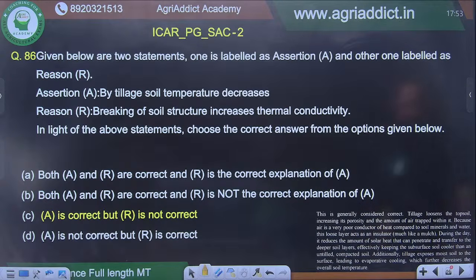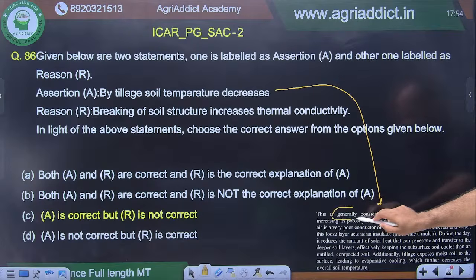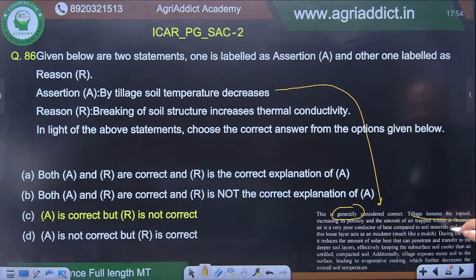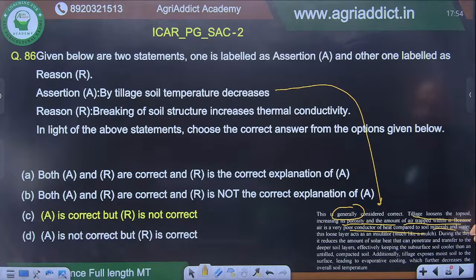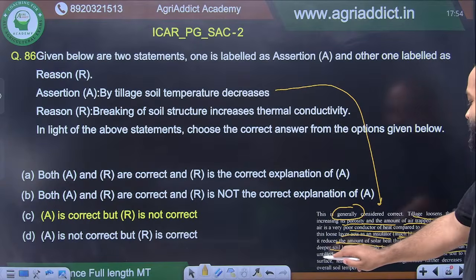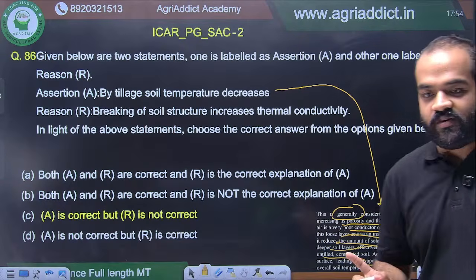The first statement is generally considered correct. That's why I told you this is controversial. It is generally considered correct because tillage loosens the topsoil, increasing its porosity and the amount of air trapped within it. Because air is a very poor conductor of heat compared to soil minerals and water, this loose layer acts as an insulator, much like a mulch. During the day, it reduces the amount of solar heat that can penetrate and transfer to the deeper soil layers, effectively keeping the subsurface soil cooler than untilled, compacted soil. Additionally, tillage exposes moist soil to the surface, leading to evaporative cooling, which further decreases the overall soil temperature.